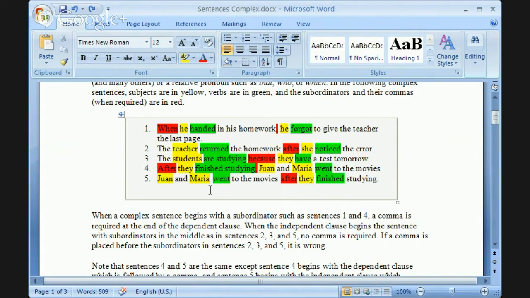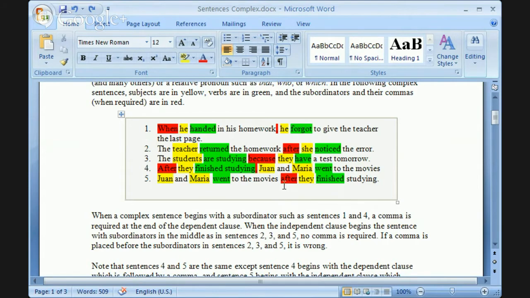I could say, for example, Juan and Maria went to the movies and bought popcorn after they finished studying. There's no problem with that. I have a compound subject and compound verb in the sentence. Not a problem. This is still a simple sentence, or an independent clause. Juan and Maria went to the movies and bought popcorn is a complete thought. Two people did two actions. Great. No problem. It is possible.